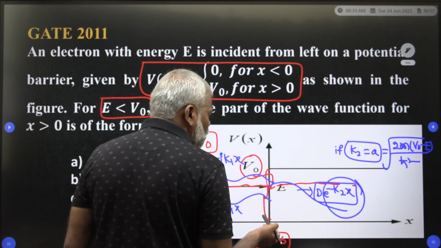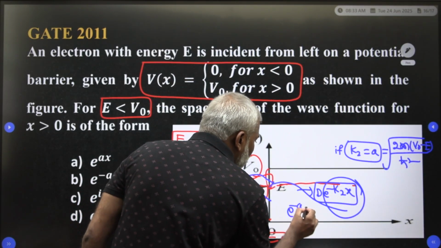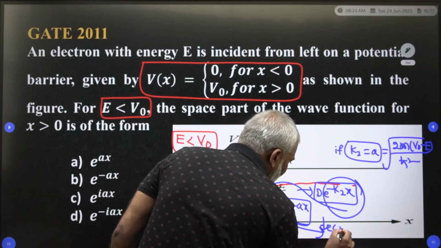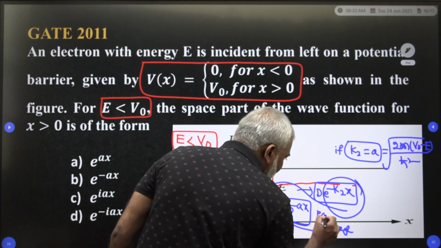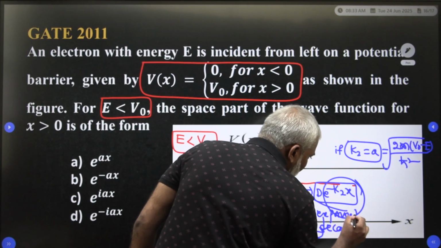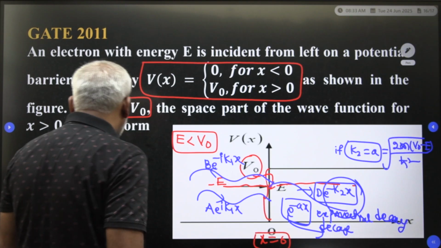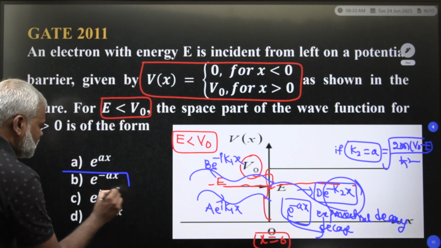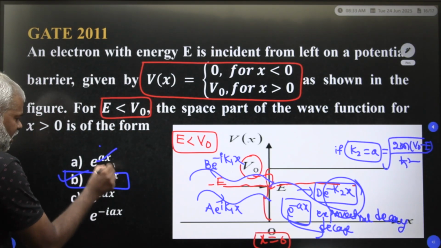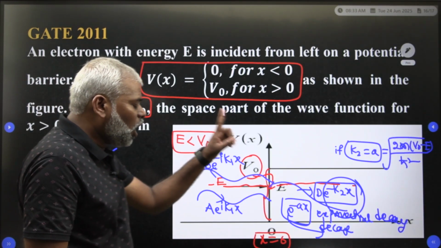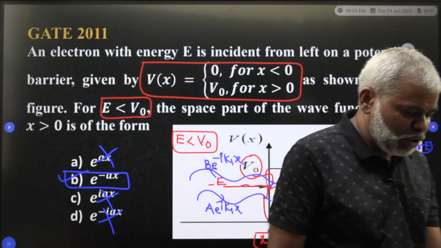Therefore, what is going to happen? E to the power of minus alpha x decays exponentially. So what is your answer? Your answer is option B. Option A is not correct, option C is not correct, option D is not correct. Option B is the correct option.